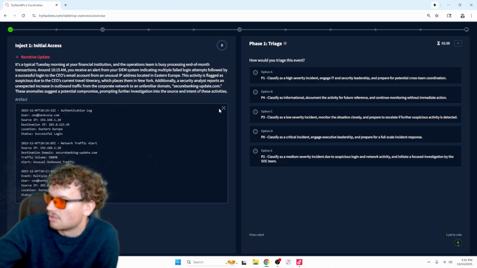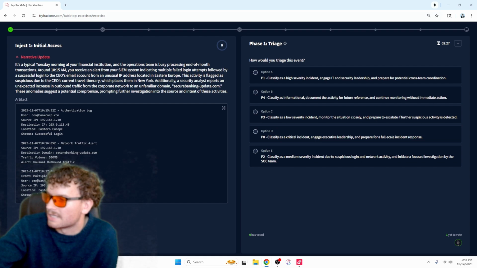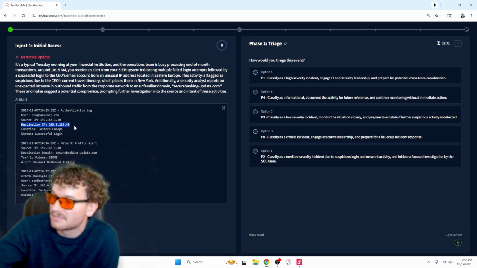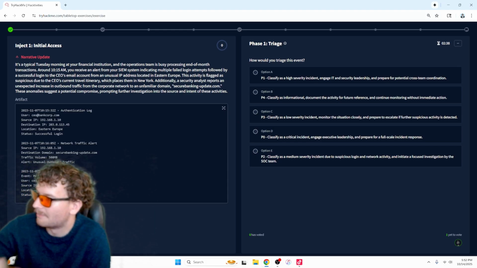Here are our logs, so we have our artifacts. This is the CEO of the company. The location is Eastern Europe, which is unusual since they live in New York, so they might be using a VPN. But the same source IP from that login is doing unusual outbound traffic to that domain right here. Then there's a SIEM alert from the source IP to the destination IP, which is also in Eastern Europe. So that kind of confirms our hypothesis.